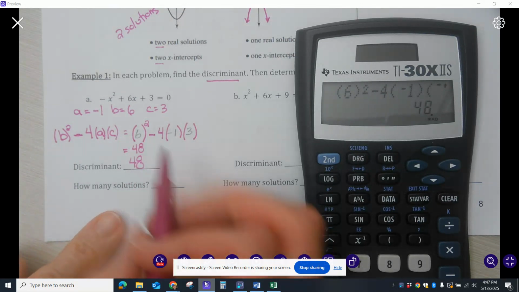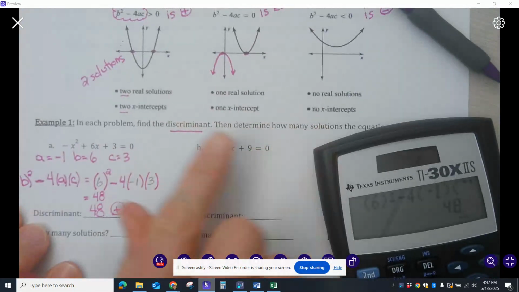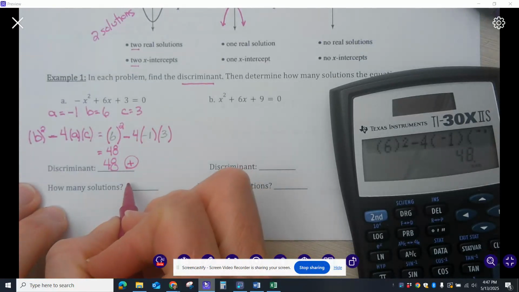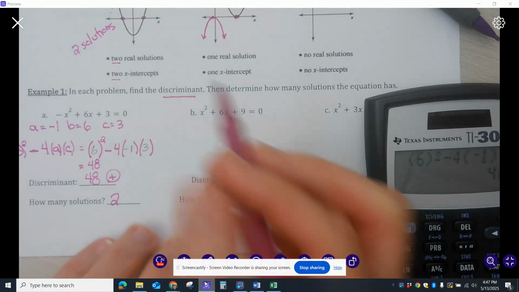Okay, so my discriminant is positive. If you look at your little graph up here, it says if your discriminant is positive, you're going to have how many solutions? 2. Okay, let's try the next one.